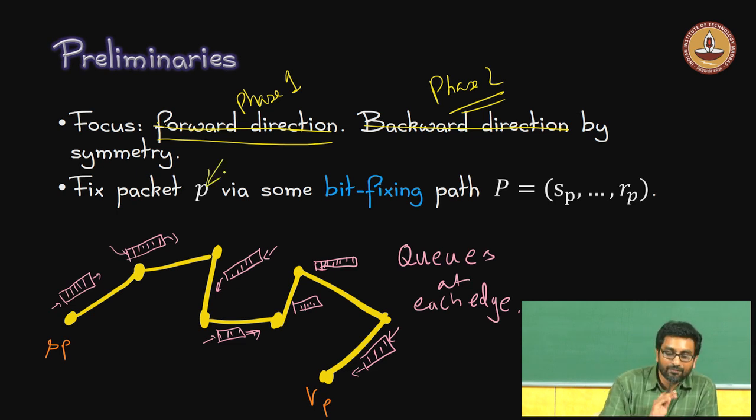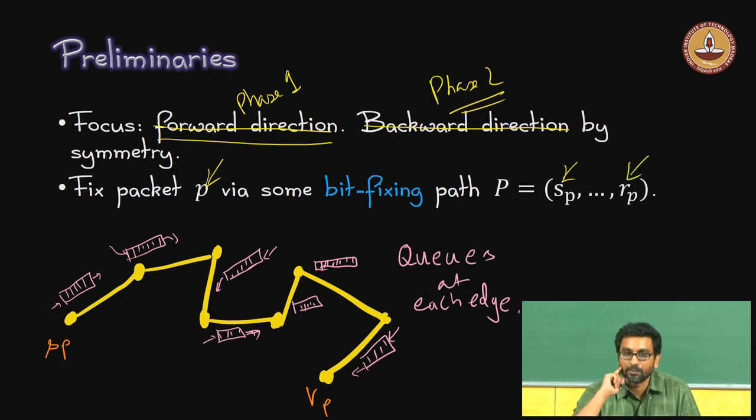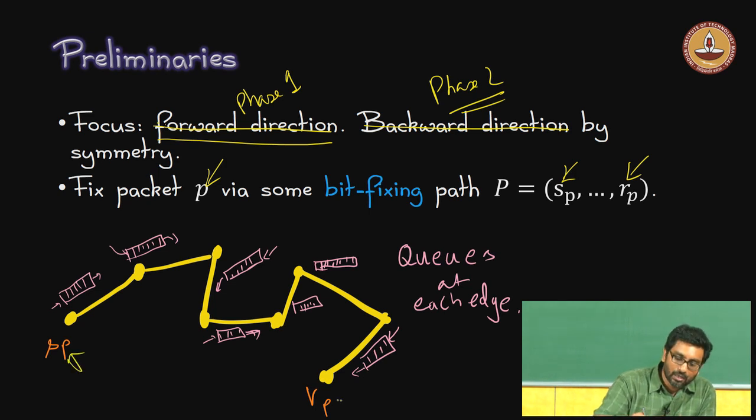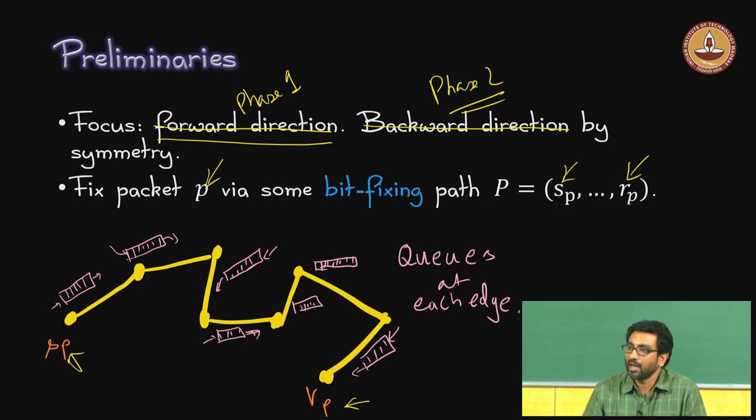Okay. And now in phase 1, let us focus on a particular packet P. This particular packet P is starting from SP and it is going to RP. And we have a picture for that. So, starting at SP and going to RP. And along the way, in each edge that it traverses, there is going to be a queue. So, if the queue is not empty, it will have to get into the queue, wait for its turn to get out of the queue, and then traverse the edge. Okay. So, this is the context.